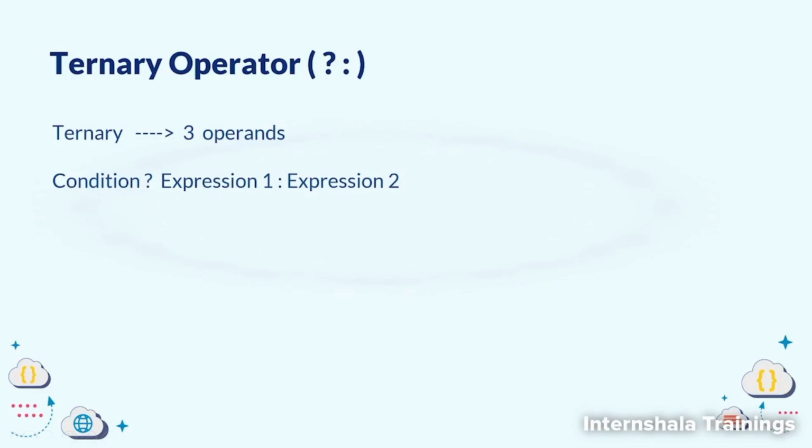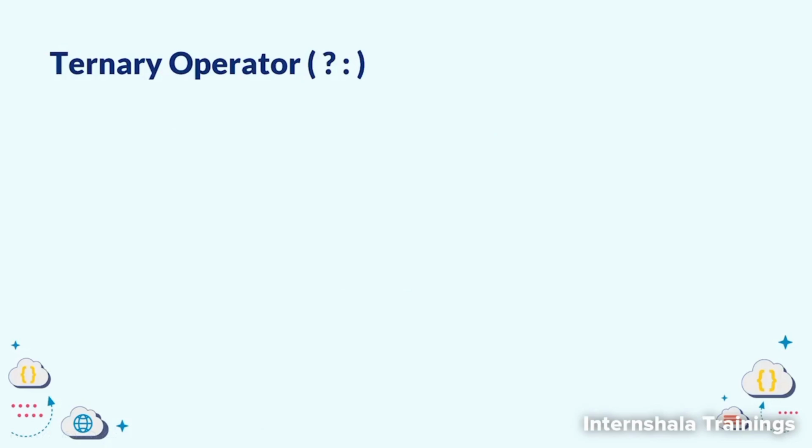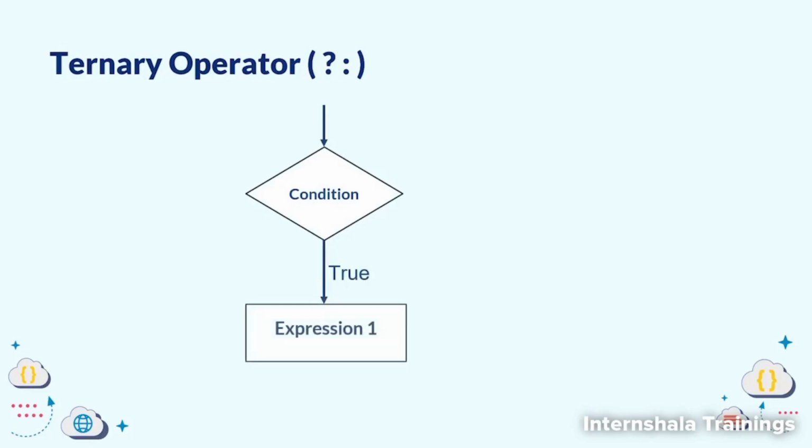Let us understand its execution more clearly with the help of a flowchart. First of all, the condition will be evaluated. If the condition is true, then the result of expression 1 is assigned to the variable. If the condition is false, then the result of expression 2 is assigned to the variable.